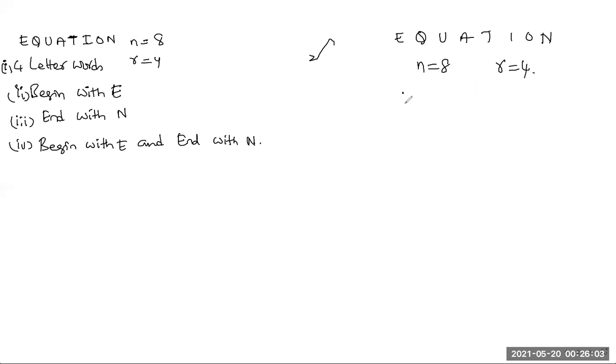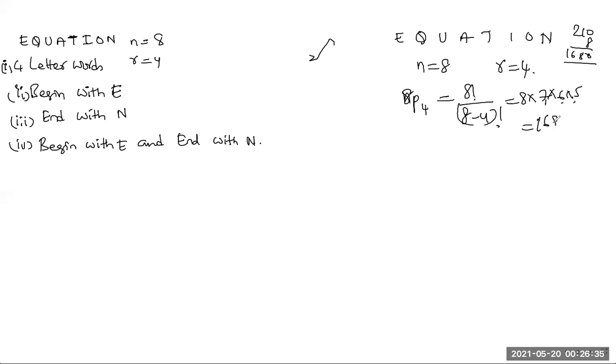So for forming 4-letter words, the answer will be nPr, that is 8P4. That is 8 factorial by 8 minus 4 factorial, that is 8 into 7 into 6 into 5. This is nothing but 6 5s are 30, and 30 7s are 210, and 210 into 8 is 1680. Okay, so this is how we find it by formula.